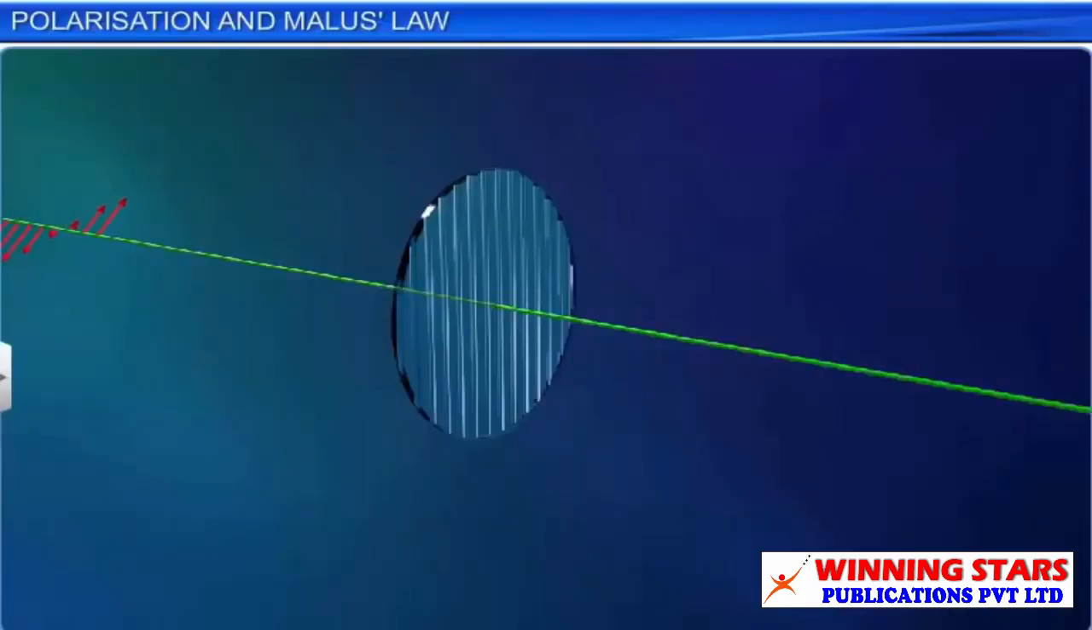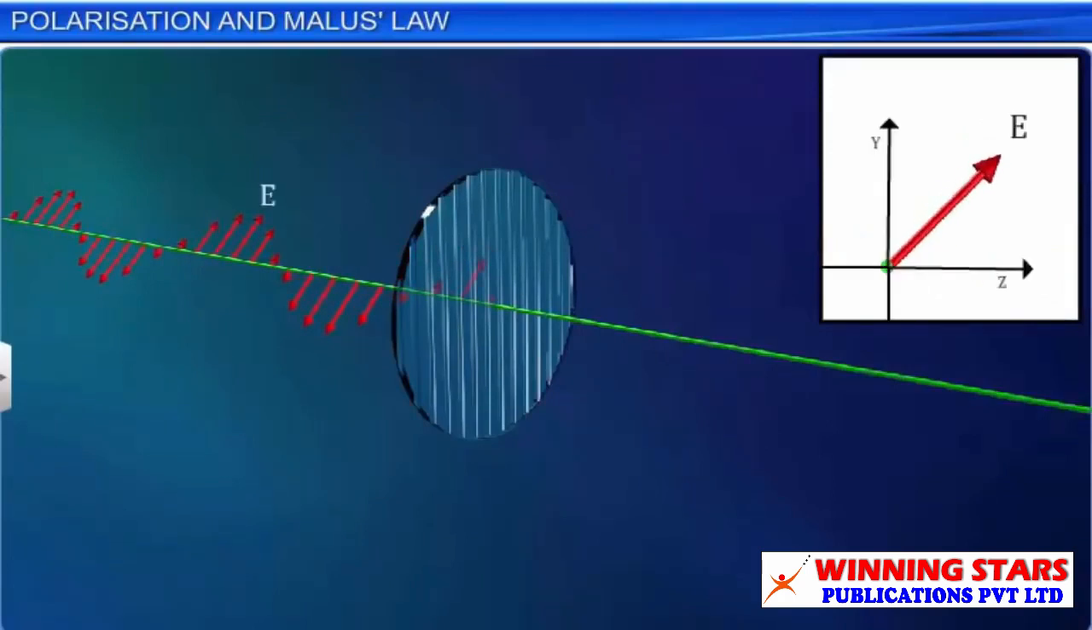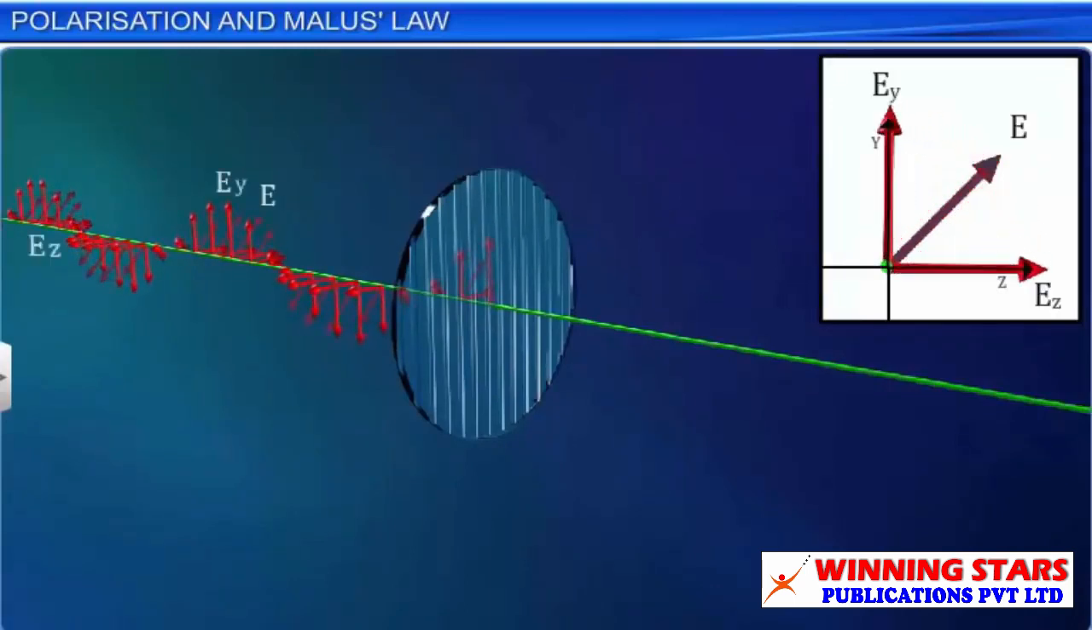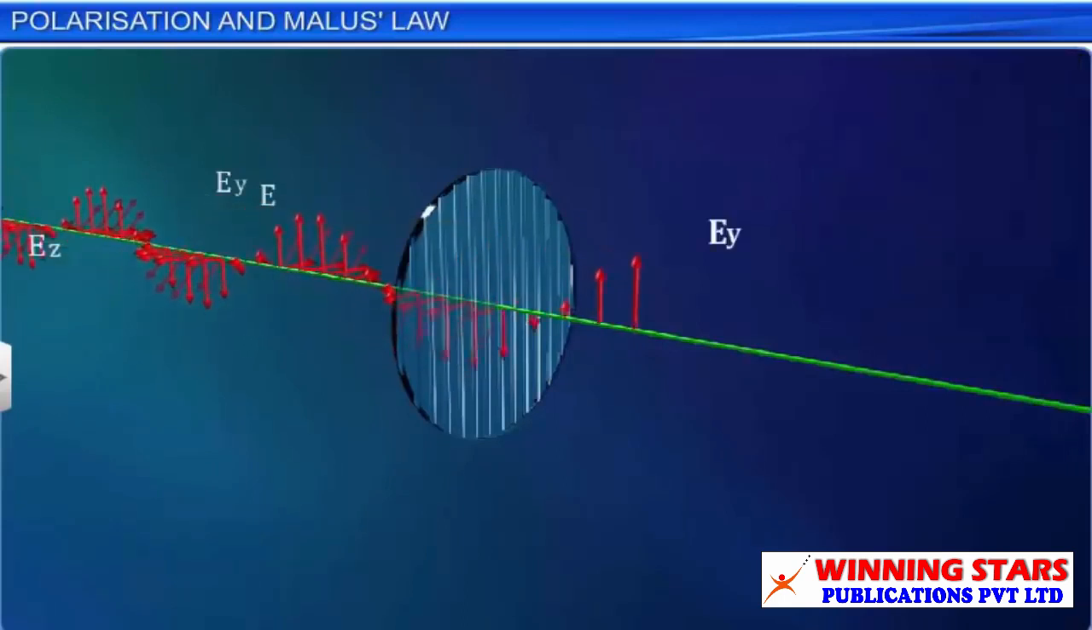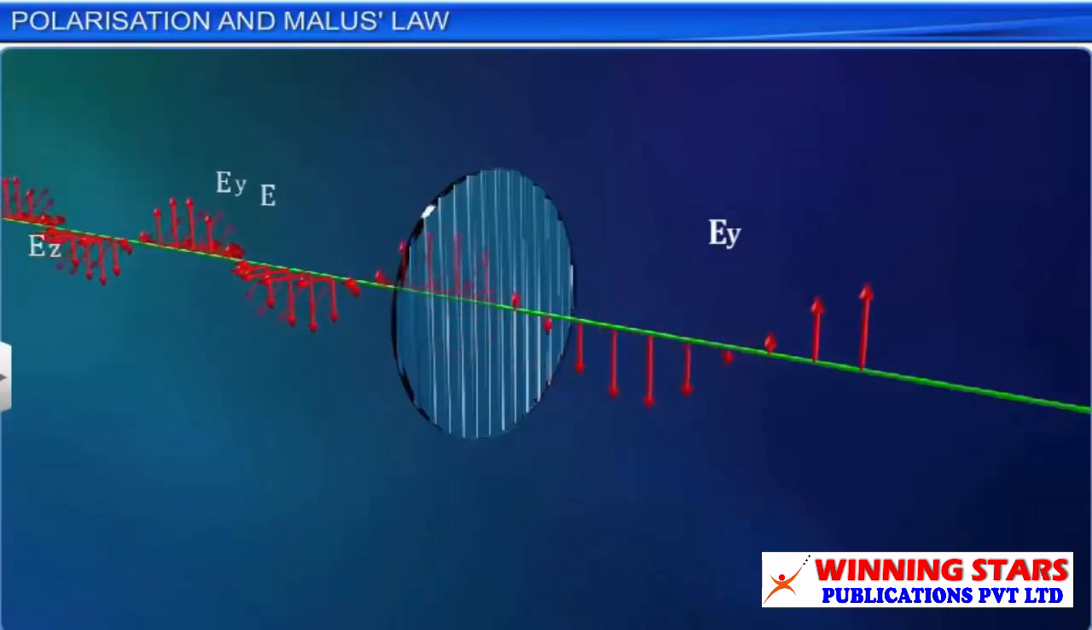Now, consider a Polaroid sheet placed in the path of a plane polarized light. The vector E shows the plane of vibration of the light incident on the Polaroid sheet. If EY and EZ are the components of E, such that EY is parallel to the pass axis and EZ is at right angles to it, then only the EY component passes through the Polaroid sheet.